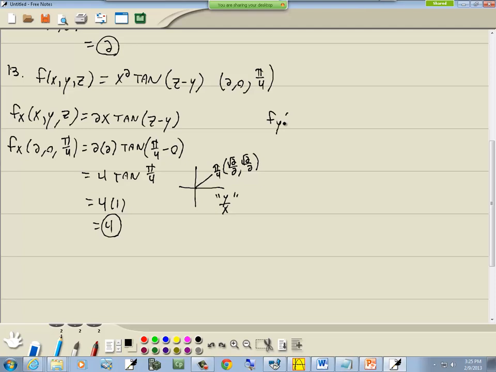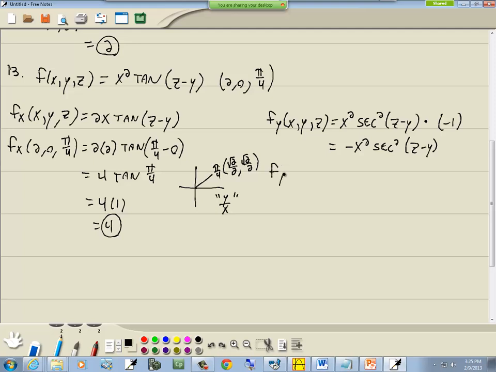Okay, let's find the partial with respect to y. The x squared is a constant, so it just stays out in front. The derivative of tangent is secant squared. So we're going to have x squared secant squared, and what's inside the parentheses remains as is. And then you have to multiply times the derivative of what's inside the parentheses. This is chain rule. Well, we're taking it with respect to y, so the z drops away, that's a constant, and the derivative of negative y is negative 1. Which gives us negative x squared, secant squared, z minus y.